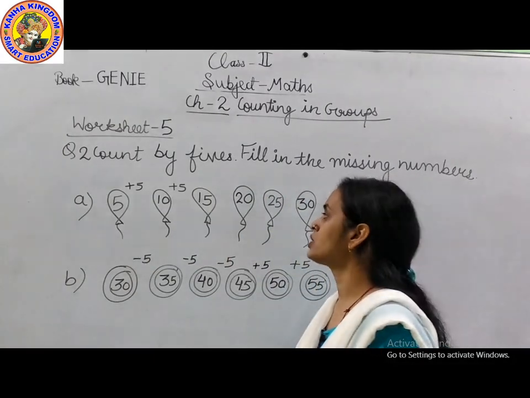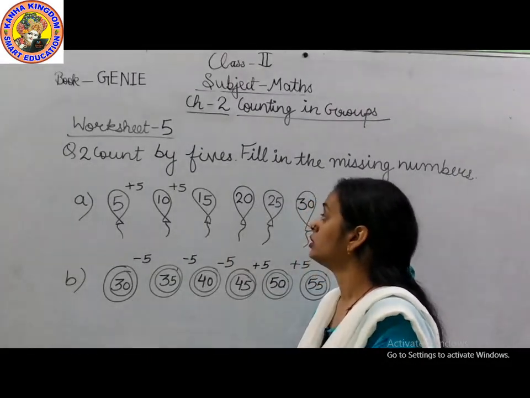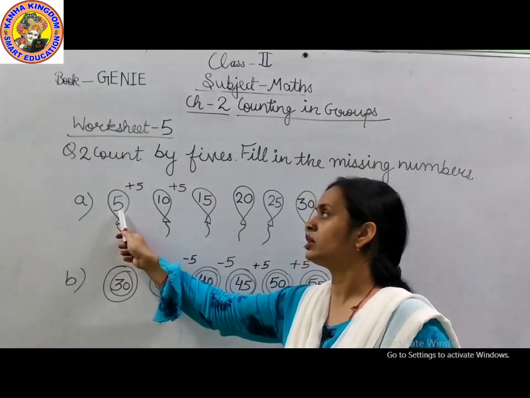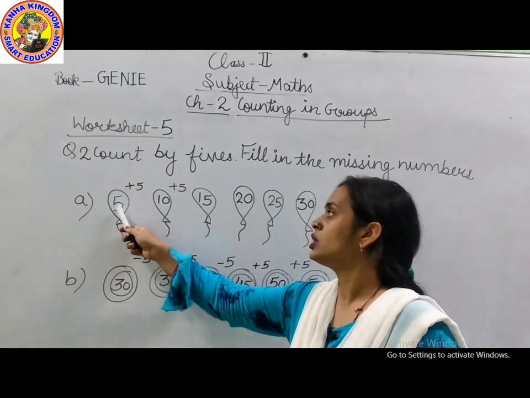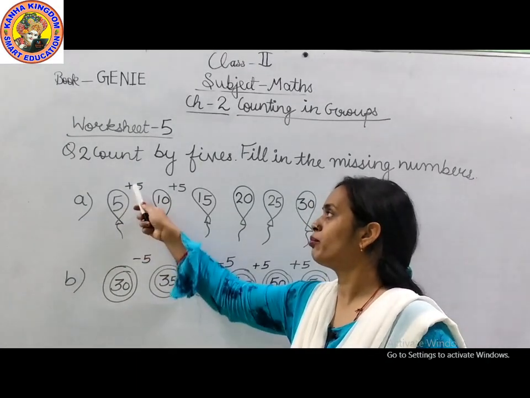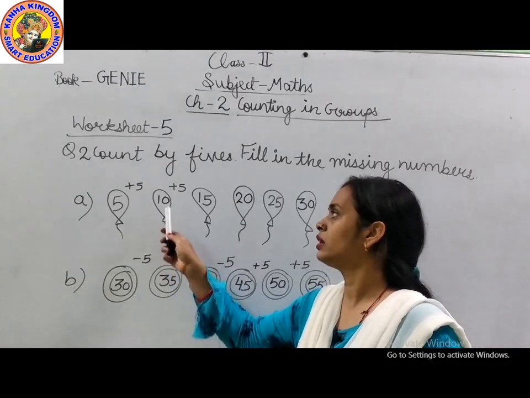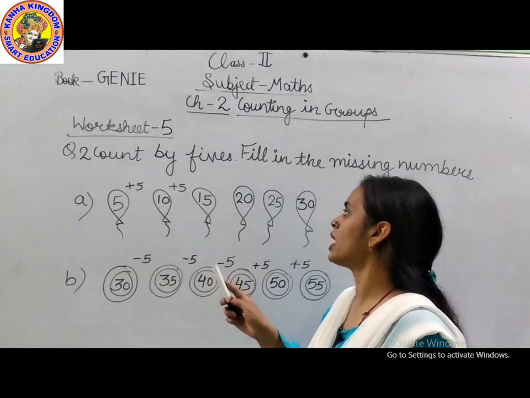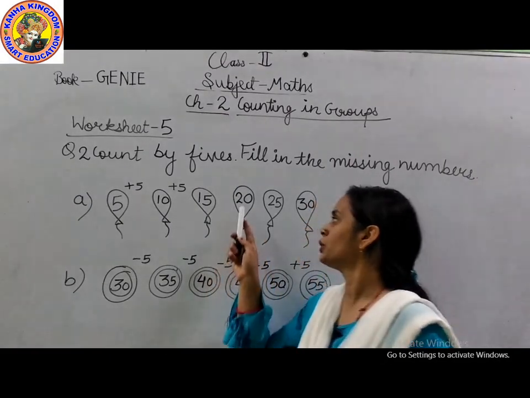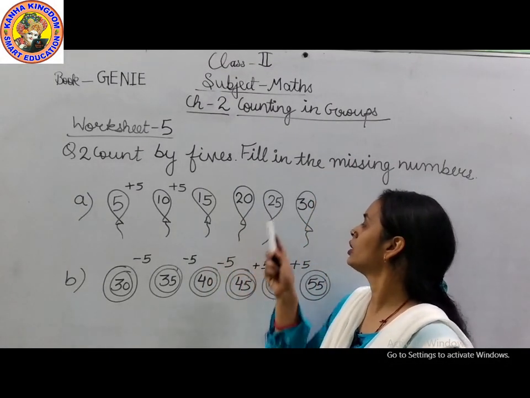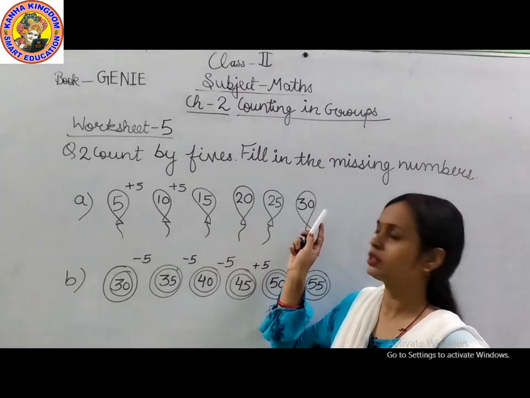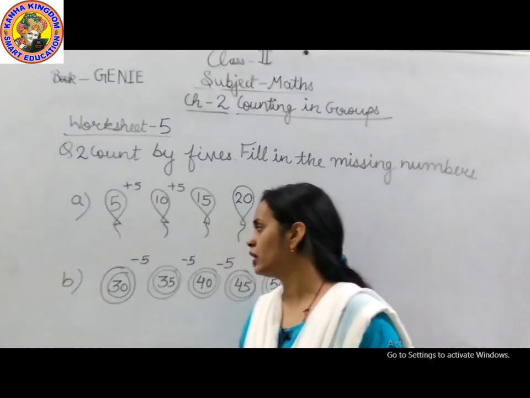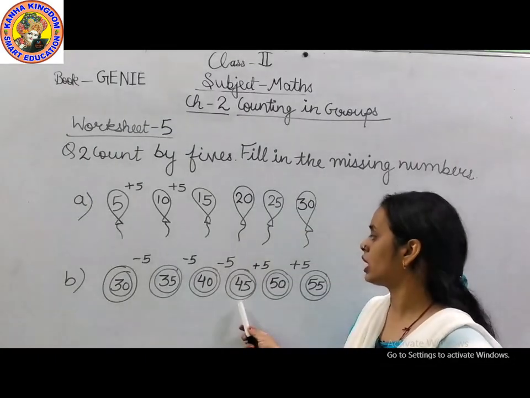So, in first question, count by 5. In first value, there is a number 5. So, 5 plus 5, 10. 10 plus 5, 15. 15 plus 5, 20. 20 plus 5, 25. And 25 plus 5, 30. Okay? Now in next question number B, there is a number 45.